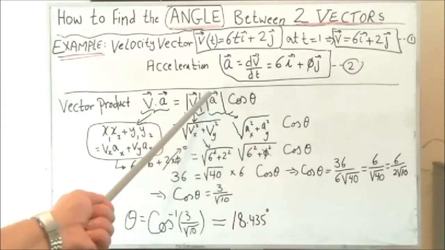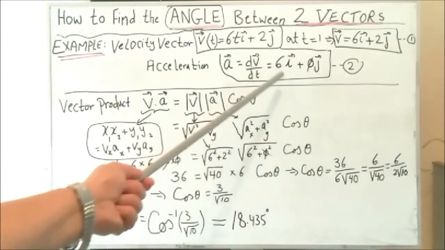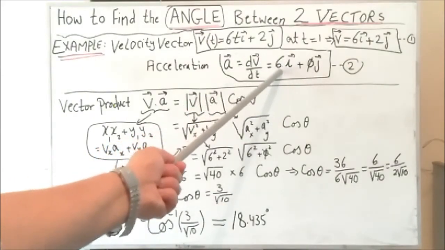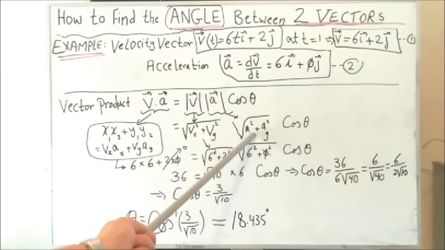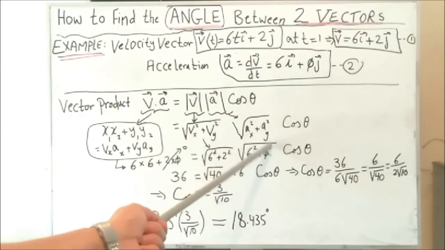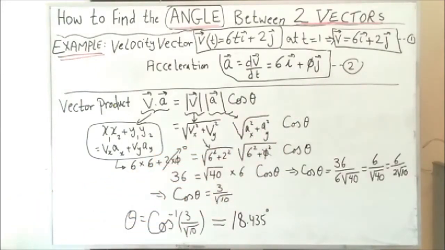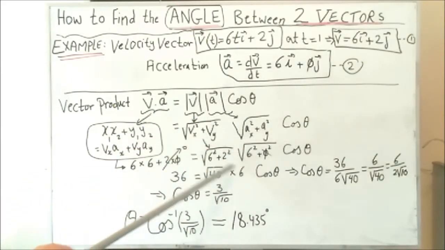Same thing we do with the acceleration vector, the magnitude, but we use the acceleration vector. So its x is 6, so we have the square root of 6 squared plus ay squared, and ay is 0, so 0 squared, which is 0, crosses out, times cosine theta. So this is the right hand side, it becomes like that.